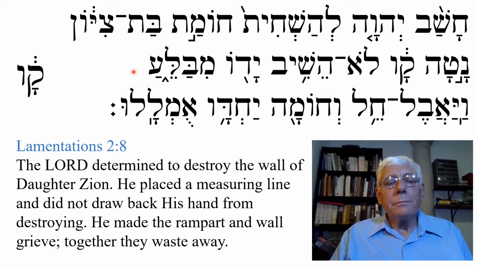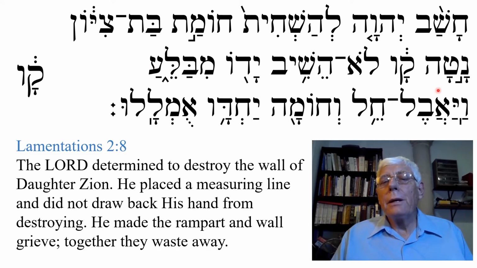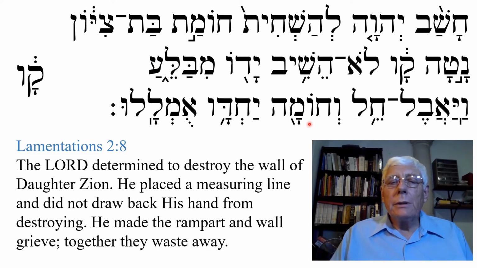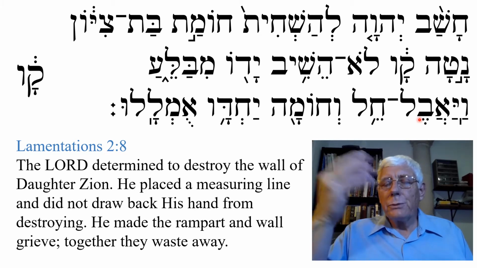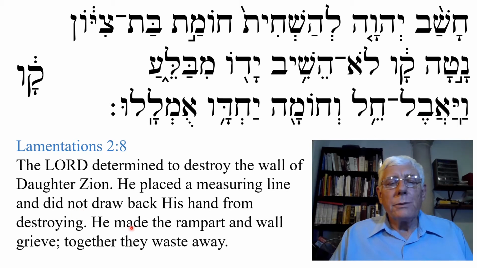Levalea, to be destroyed, to destroy. That's this word here: levalea, blasted out. Vayaavel hel vehomah, very symbolic. It says he made the rampart and the wall grieve. It's actually going to shed a lot of tears, to be very moist in the eyes. Hel, that's the rampart.